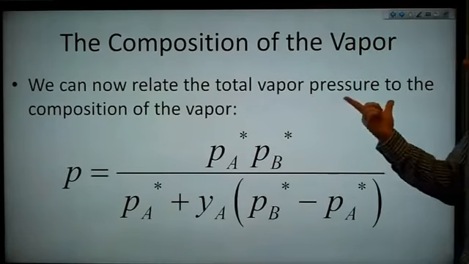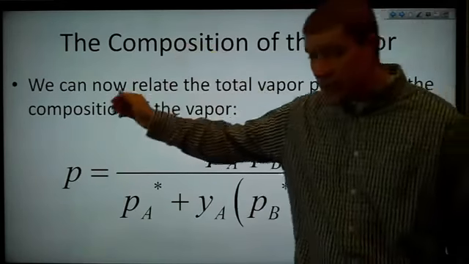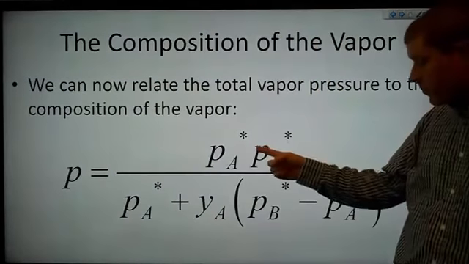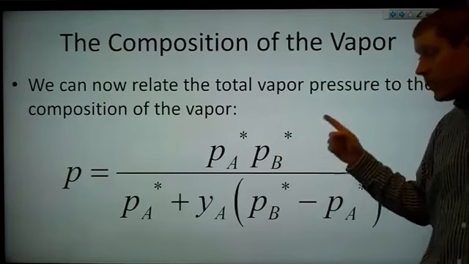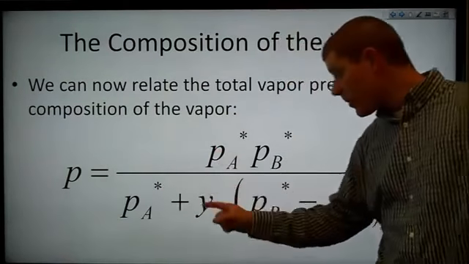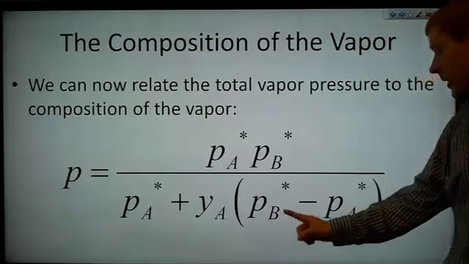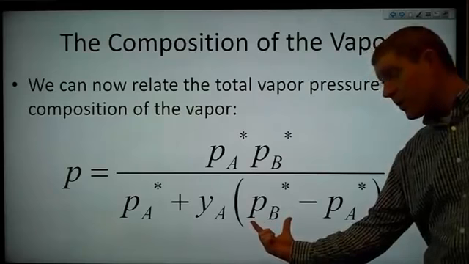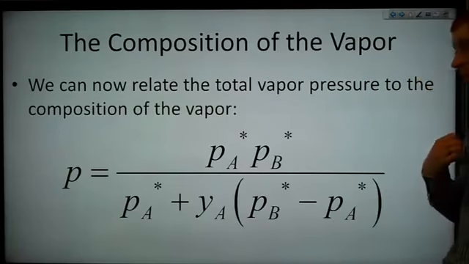So we can now relate the total vapor pressure to the composition of the vapor. And so now we can say the total pressure is equal to the vapor pressure of A when it's pure times the vapor pressure of B when it's pure divided by the vapor pressure of A when it's pure plus the mole fraction of A in the vapor phase times the quantity vapor pressure of B when it's pure minus the vapor pressure of A when it's pure.